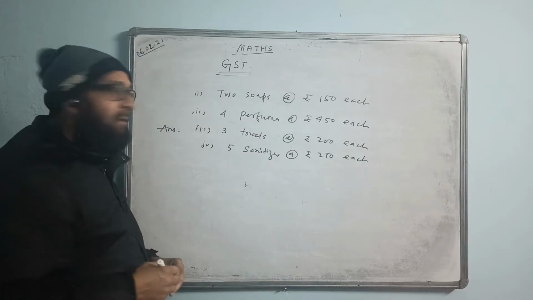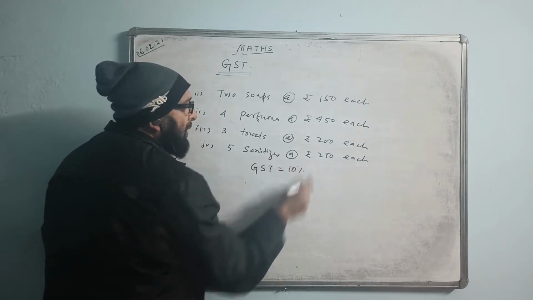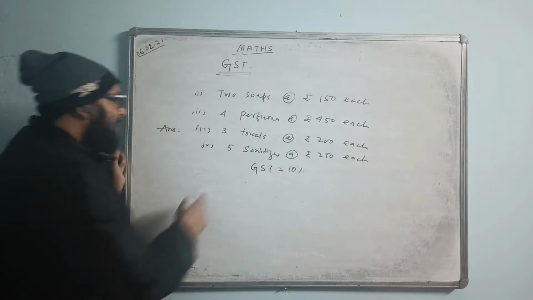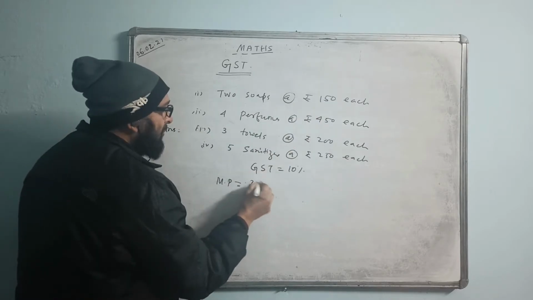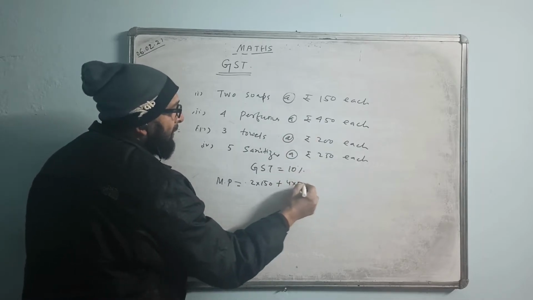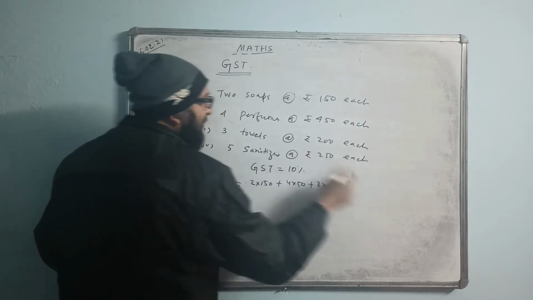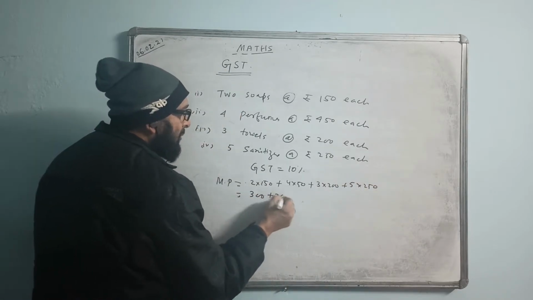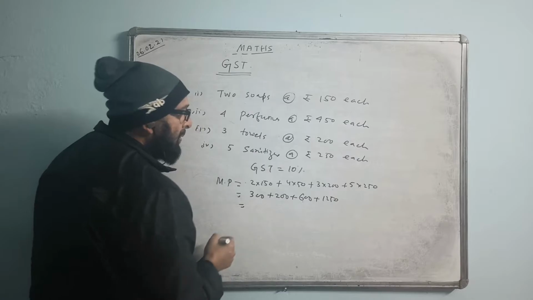If the rate of GST is 10%, or anything they will give in the question, find the total amount of the bill, including GST. So we will find the total mark price. We add 2 into 150, plus 4 into 450, plus 3 into 200, plus 5 into 250. Now we find that this is coming 300, this is coming 1800, 600, 1250, add up.